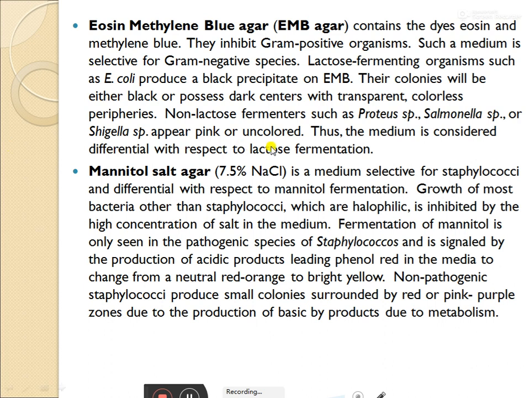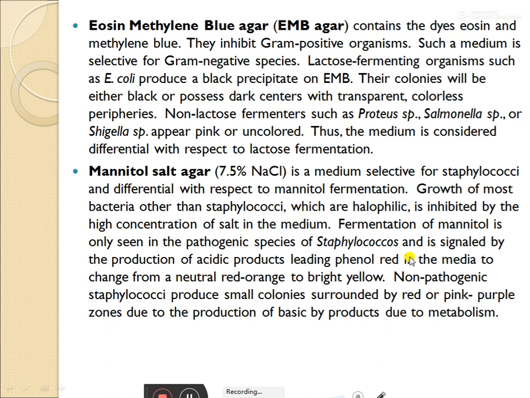Then mannitol salt agar media. It is selective for Staphylococcus and differential with respect to mannitol fermenting and non-fermenting. In this case, the growth of most bacteria other than Staphylococci, which are halophilic, is inhibited by the high concentration of salt in the media. As already discussed, the bacteria which can grow in high salt concentration are called halophiles. So, only bacteria like Staphylococci will grow in this media and other bacteria will not grow in this media.